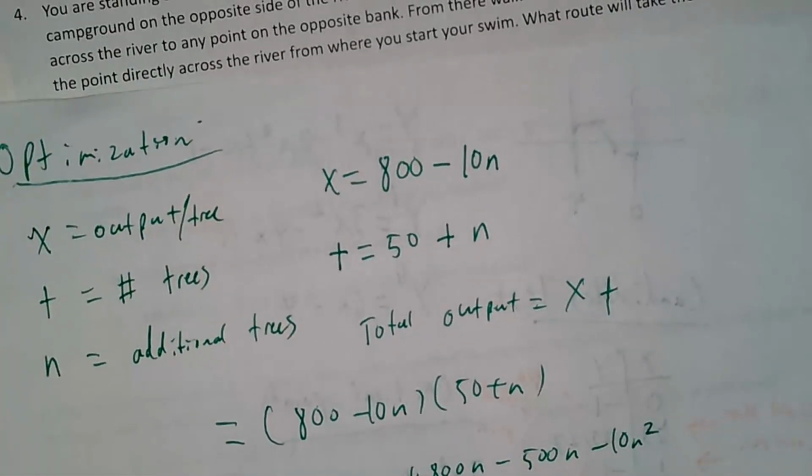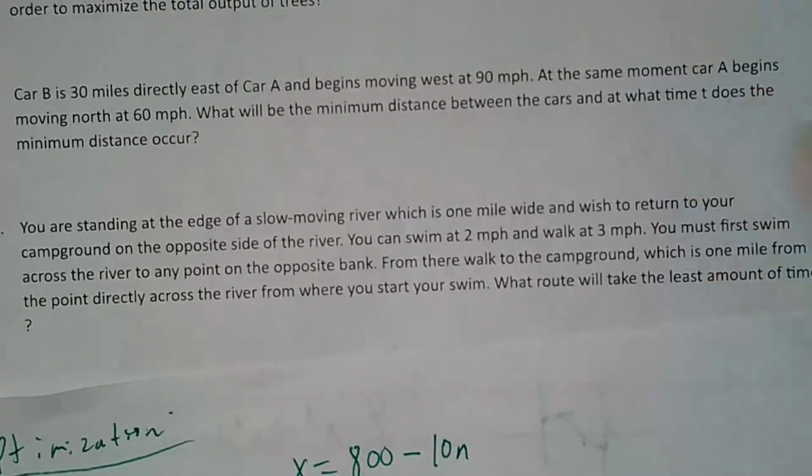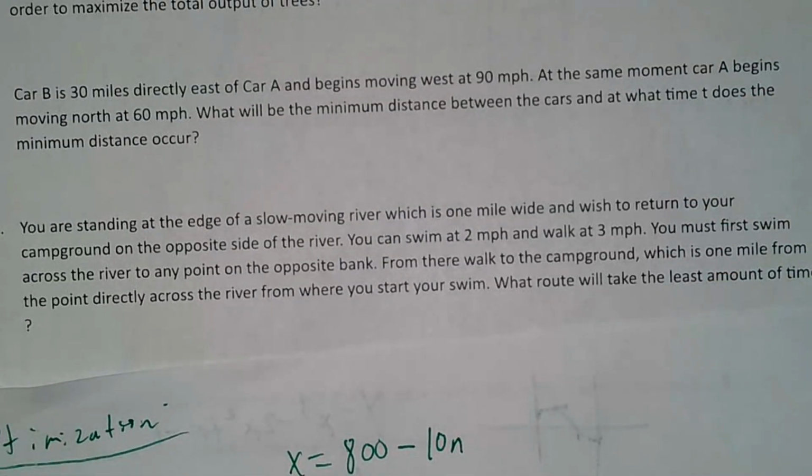Number 3. Car B is 30 miles directly east of car A and begins moving west at 90 miles per hour. At the same moment, car A begins driving north at 60 miles per hour. What will be the minimum distance between the cars, and at what time does the minimum distance occur?